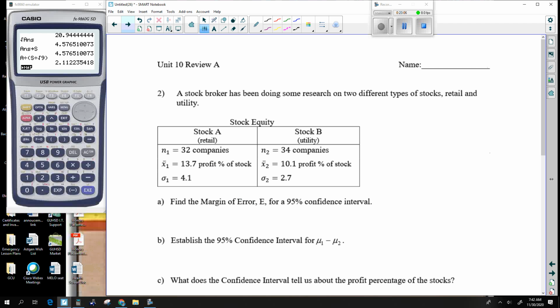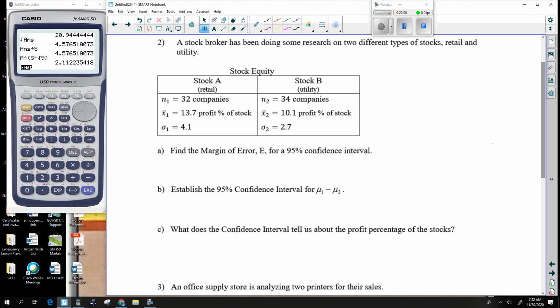All right, here we go. These are the confidence intervals and the margin of errors. So here, the margin of error is, this has sigmas, so this is going to be ZC times the square root of sigma 1 squared divided by N1 plus sigma 2 squared divided by N2.